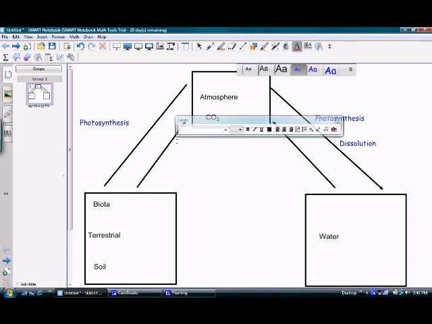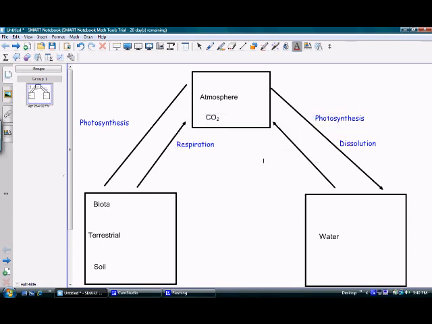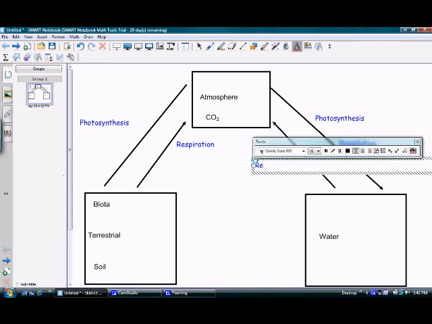The name of this flux is respiration. Respiration is done by all living organisms. Along with respiration, evaporation also occurs, which brings carbon up from water into the atmosphere and then could lead to dissolution.